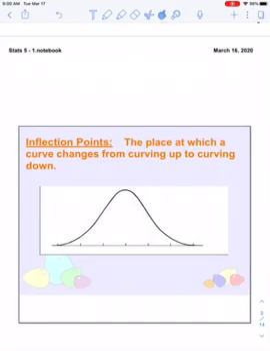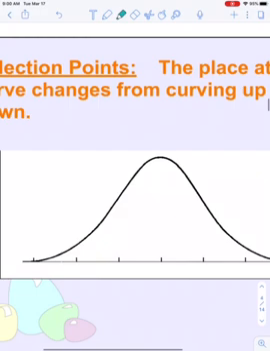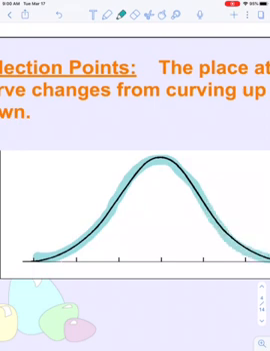Inflection points are the place in the curve where it stops curving up and starts curving down. It's kind of tricky, but you have to think about it. Clearly right now this is curving up, okay? At some point it has to switch so that it can start curving down, and then eventually it starts curving down. So our goal with inflection points is to find that place where it stops curving up and starts curving down.